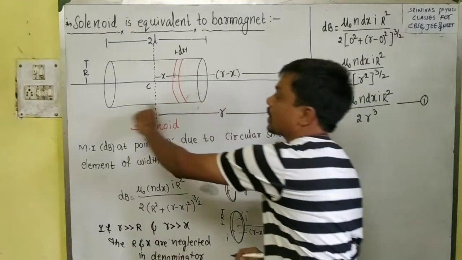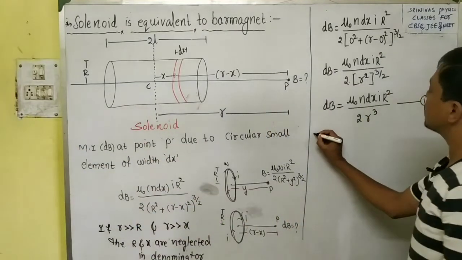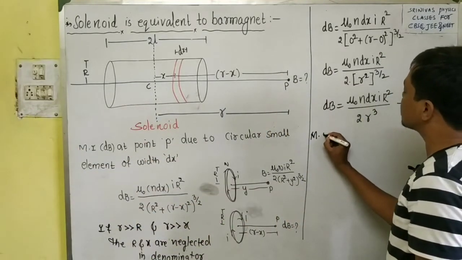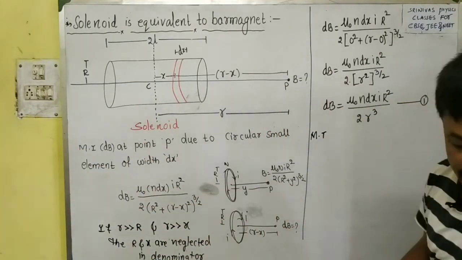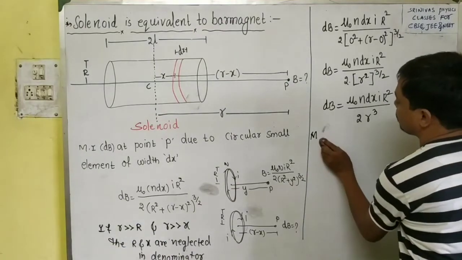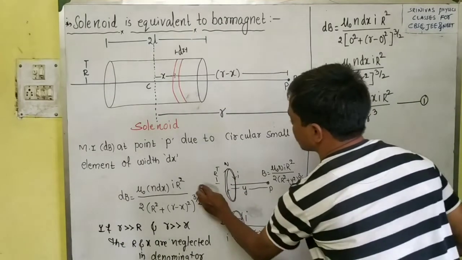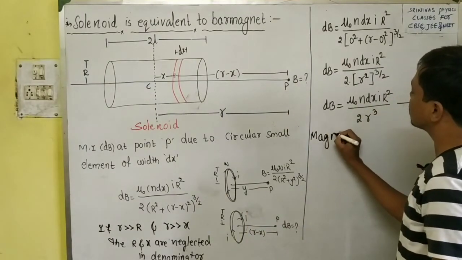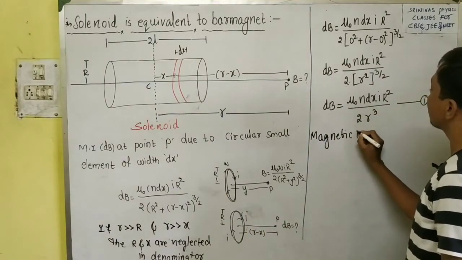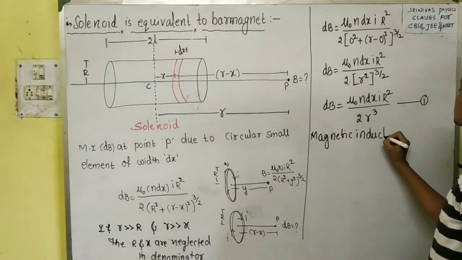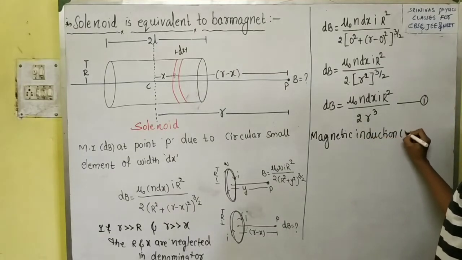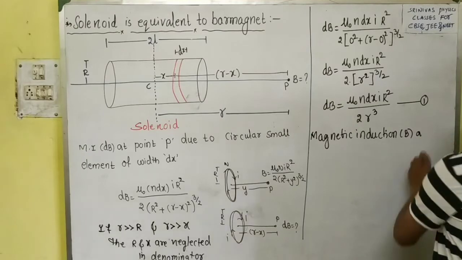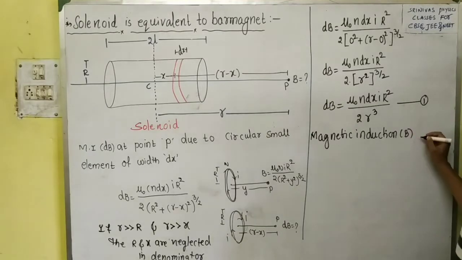This is the magnetic induction due to only the small element. I want to find out the magnetic induction due to the solenoid, the magnetic induction at point P due to the solenoid.